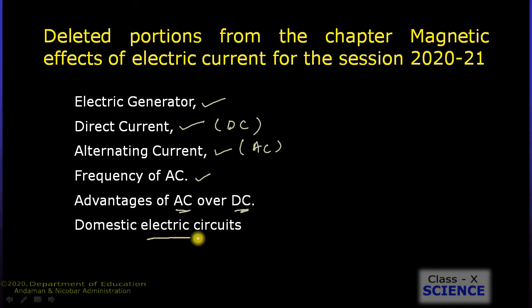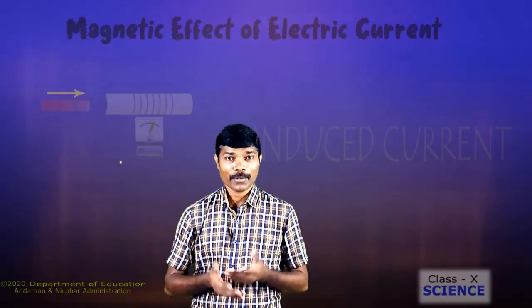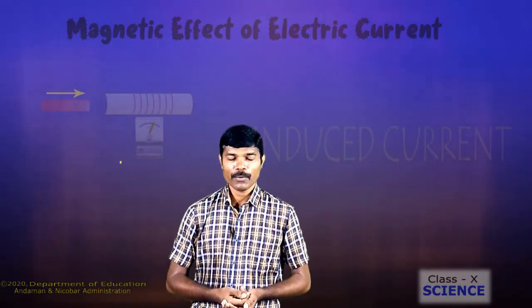Domestic electric circuits, this is one of the important topics, but it is not there in the syllabus, so I did not explain about domestic electric circuits. So these are the portions which are deleted from the chapter Magnetic Effect of Electric Current for the session 2021.